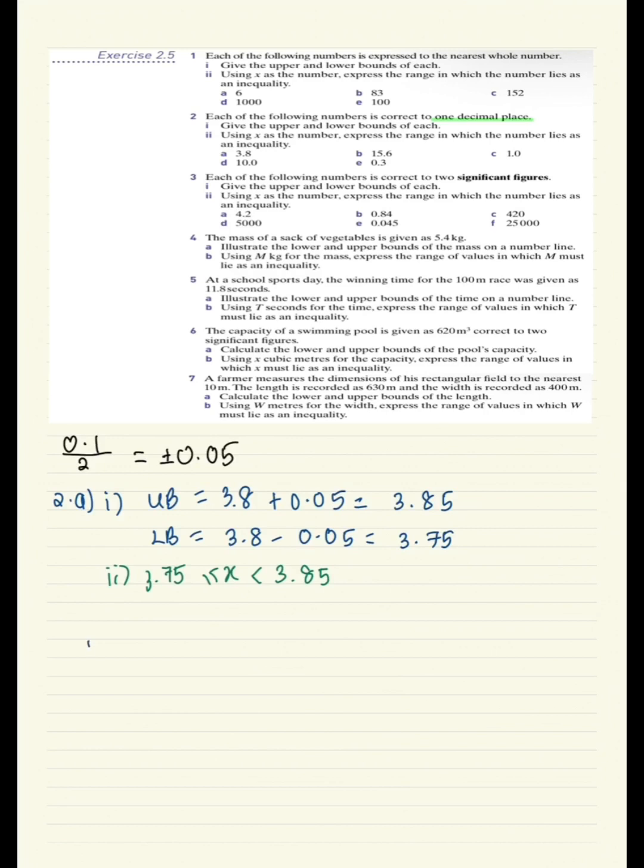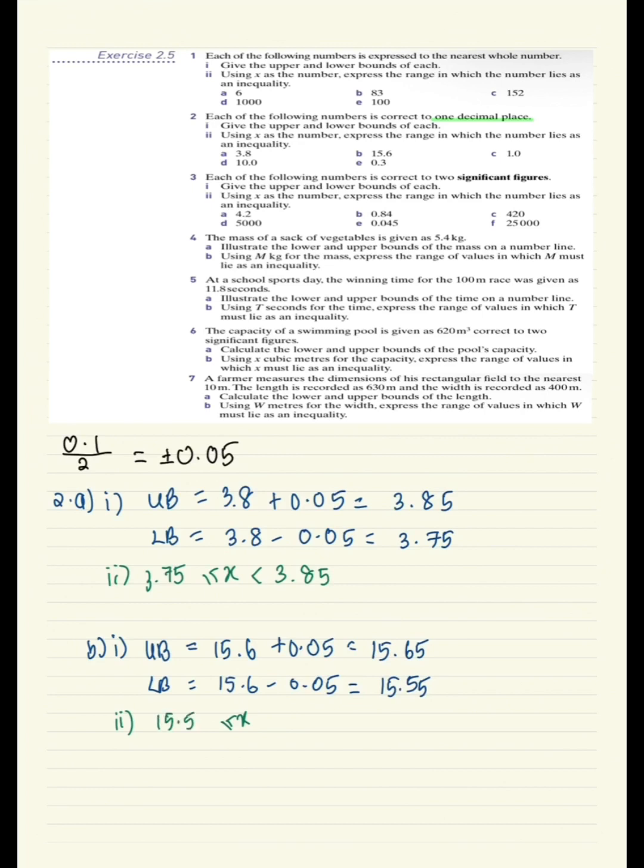Let's look at question B. 15.6 plus 0.05 to find the upper bound, which would give me 15.65, and minus 0.05 to get the lower bound, which would give me 15.55. Now to express the range in which the number lies, it will be more than or equivalent to 15.55 and less than 15.65.